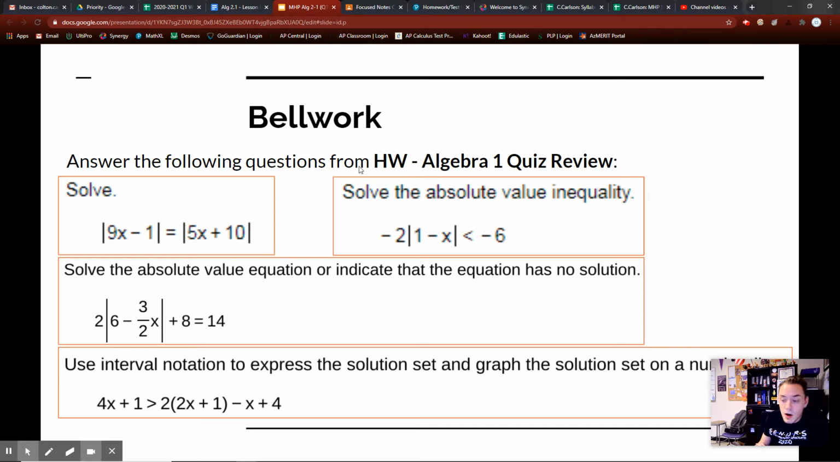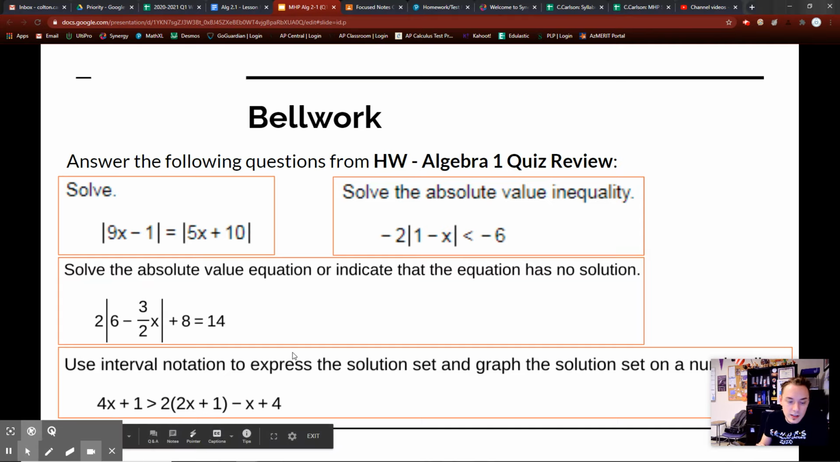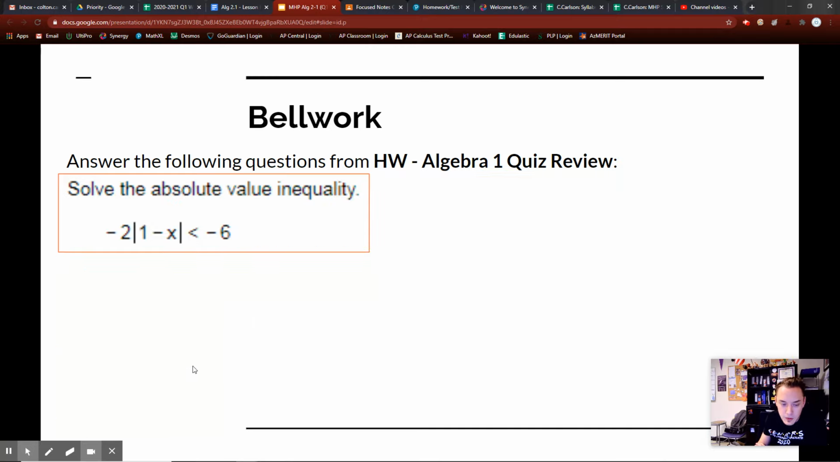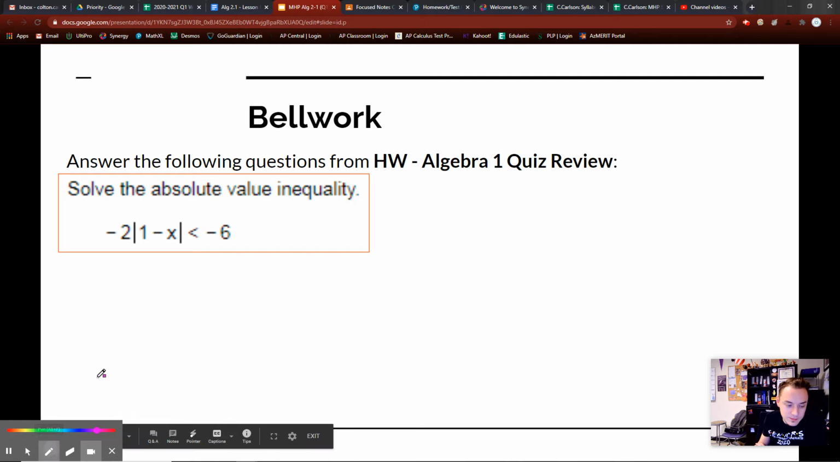These are the problems I want to get to. There's four of them. There's two equations, and then there's two inequalities here. So go ahead and pause this and write them down. Give yourself some room, and then I'm going to go through them. But I'm going to go through them fairly quickly, so I can get you to your quiz. All right, let's go for it.